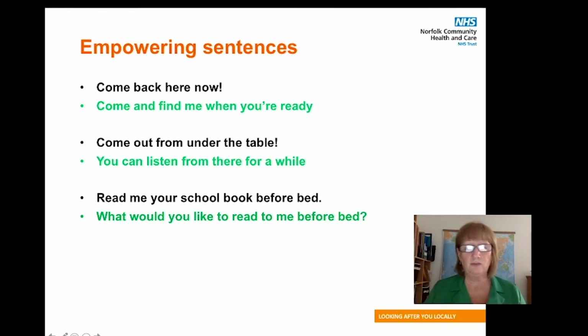"Read me your school book before bed" could become "What would you like to read to me before bed?" You're not giving away all the power, you'd still like them to read, but you're sharing some of that control with them. And as I say, it is something that takes a bit of practice, but is worth persevering with.